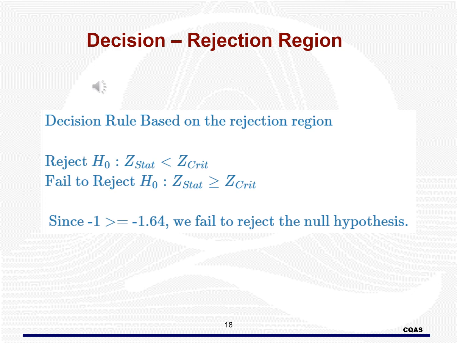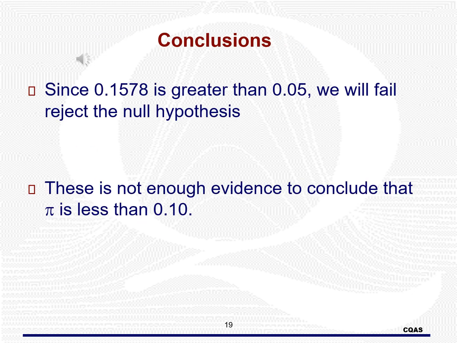We can conclude that since 0.1587 is greater than 0.05, we will fail to reject the null hypothesis, and we can conclude that the process is not running up to expectations.